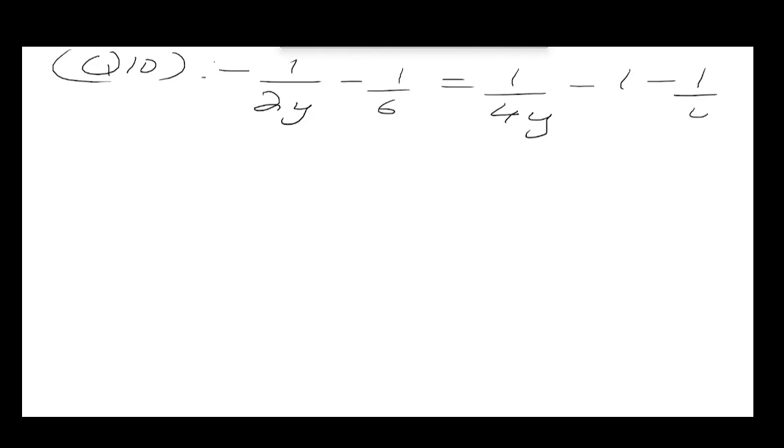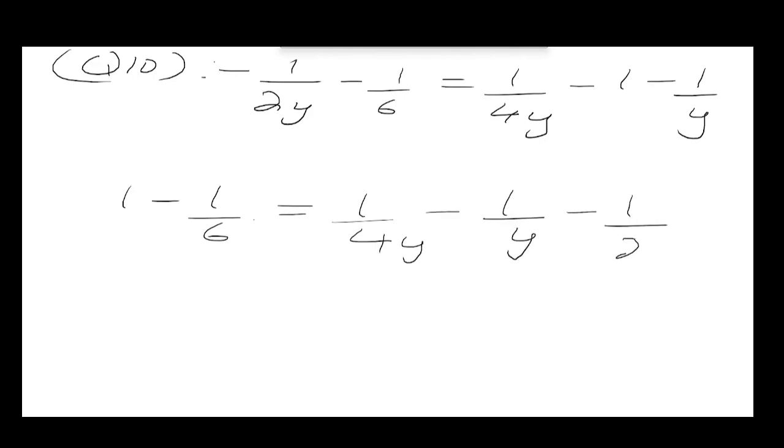I'll write question number 10 here. Question number 10 states we have 1 by 2y minus 1 by 6. This is equal to 1 by 4y minus 1 by y. Okay, so what will happen now? We are going to arrange them first. So we can just write 1 by 2y minus 1 by 6. This is equal to 1 by 4y minus 1 by y minus 1 by 2y.